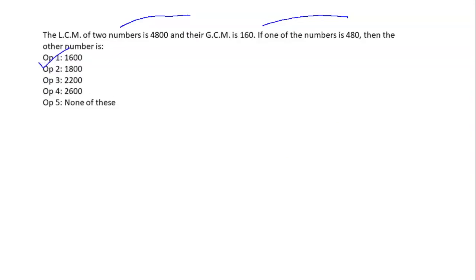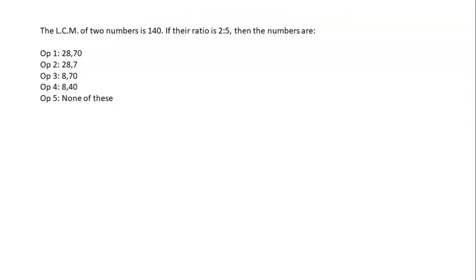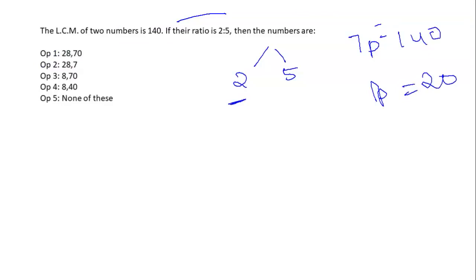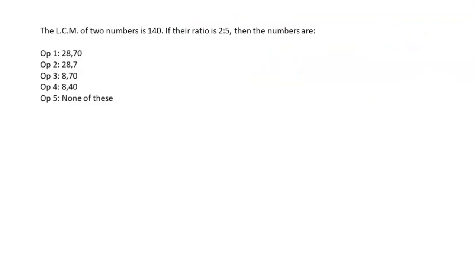The LCM of two numbers is 140. If the ratio is 2:5, then the numbers are. So the ratio is 2:5, so it's nothing but 7 parts is 140. One part is nothing but 20. Five parts is 100. Okay. Then the numbers are, I think, question. The LCM of two numbers is 140 and the ratio is 2:5.